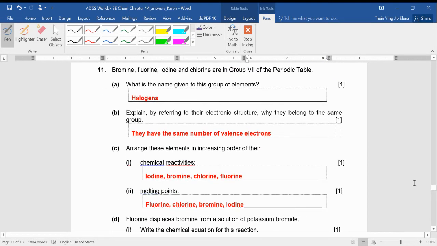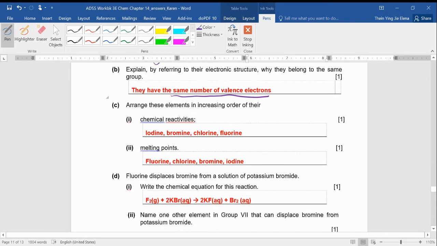Group 7, they are called halogens. Some must memorize. Explain, referring to electronic structure, why they belong to the same group. So like I said many times, group 1, they have the same number of valence electrons. They have 1 valence electron. Group 2, 2 valence electrons. Group 3, 3 valence electrons. Okay, so group 7 with 7 valence electrons. So elements in the same group have the same number of valence electrons.